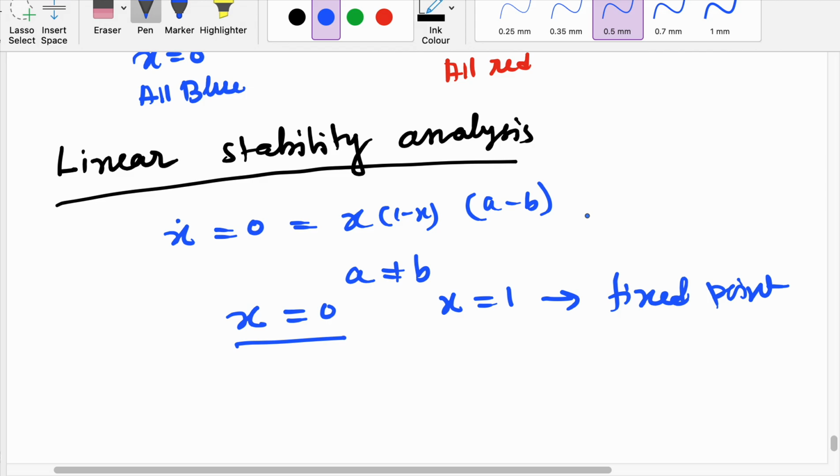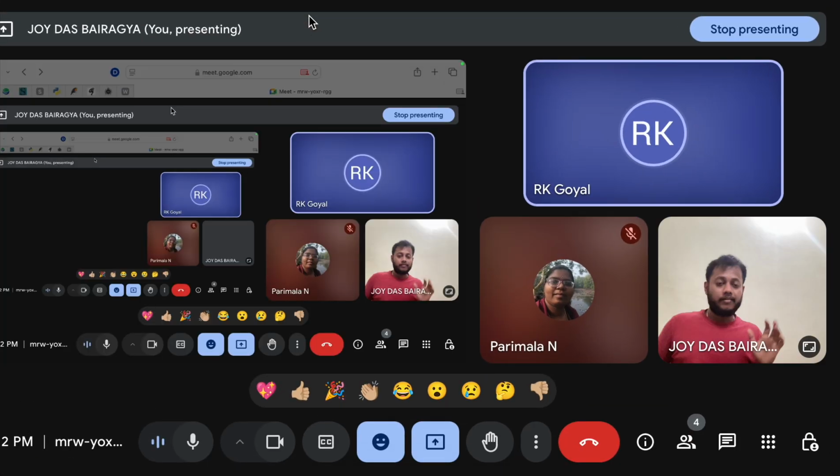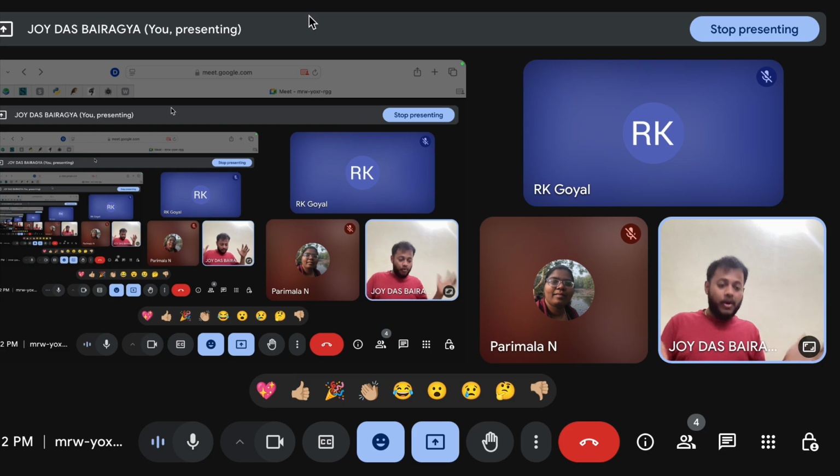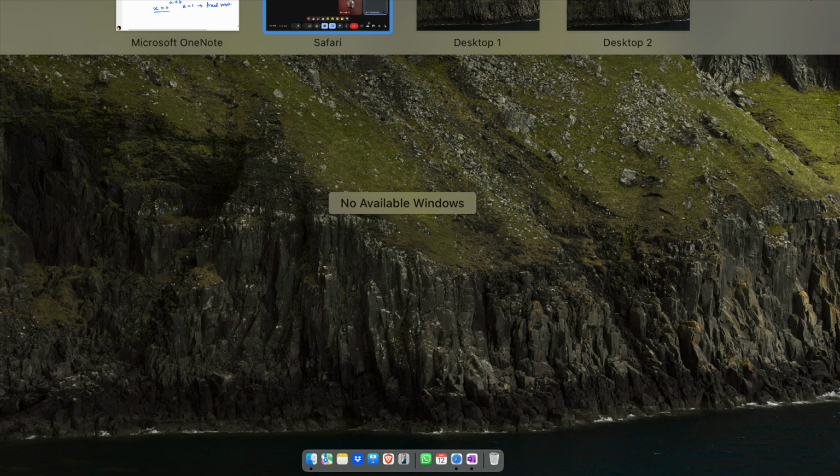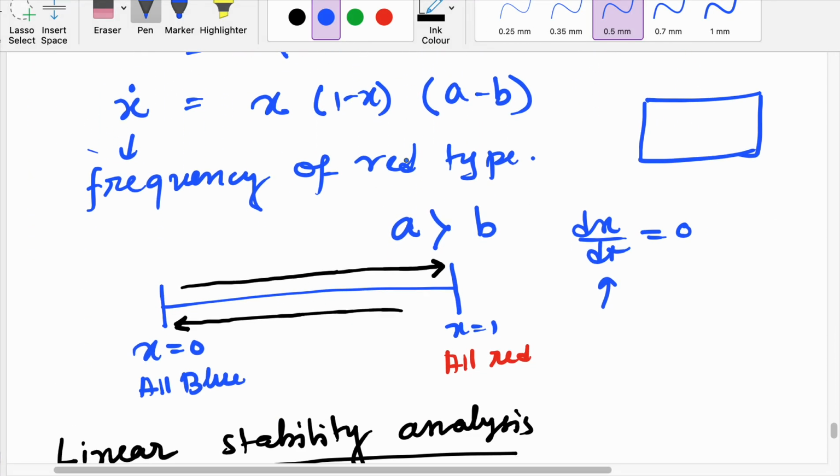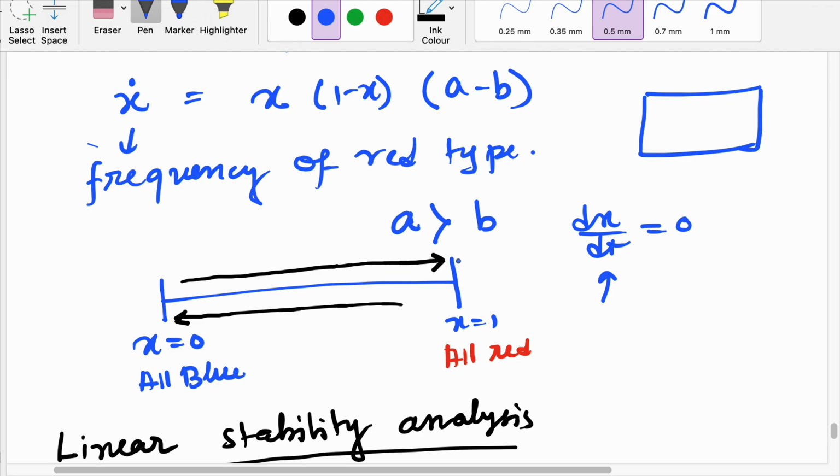I am saying that locally, if my initial population state is near the fixed point, what could happen? If my population is near x equal to 1, I can tell what could happen from the linear stability analysis. But if you can see that there are no other fixed points, if I start from anywhere here, suppose my population state is this, the increase or decrease will happen depending upon this factor.